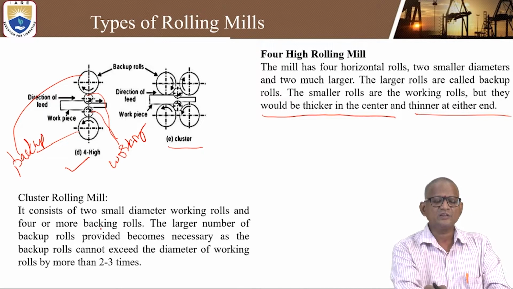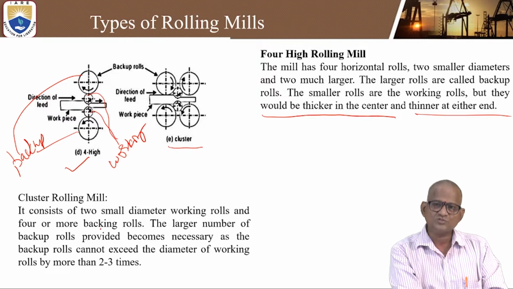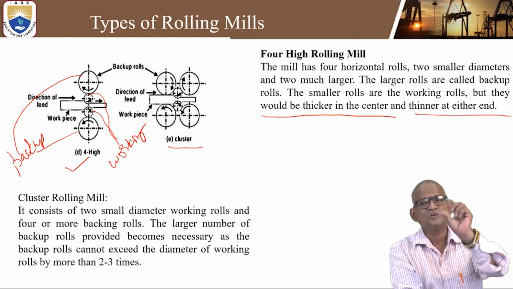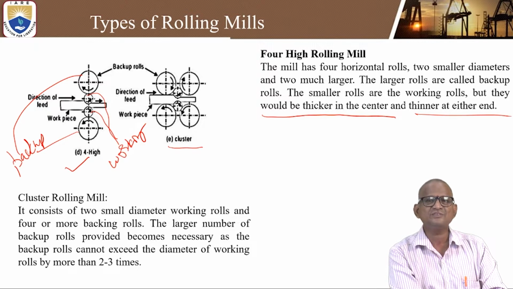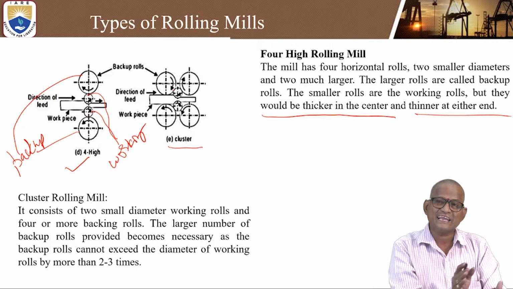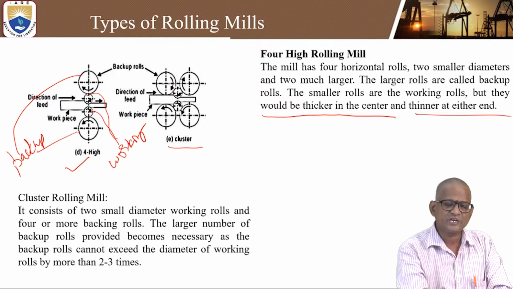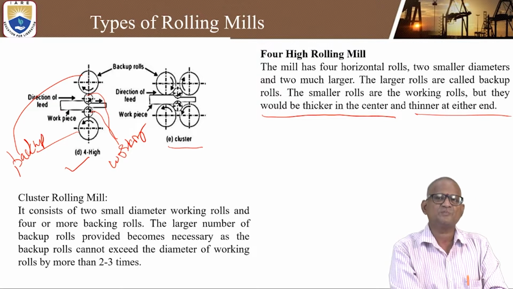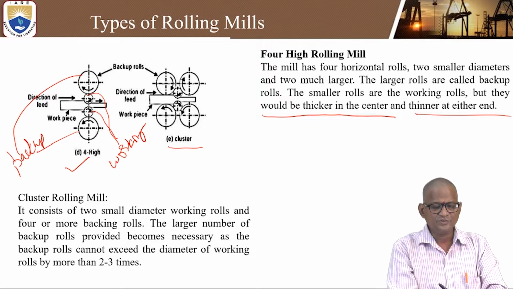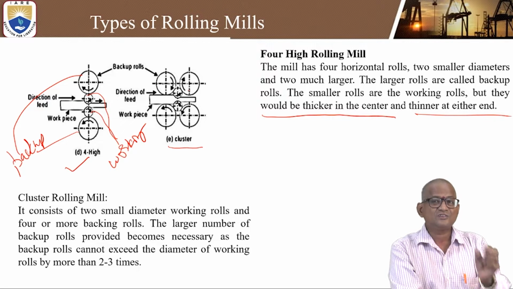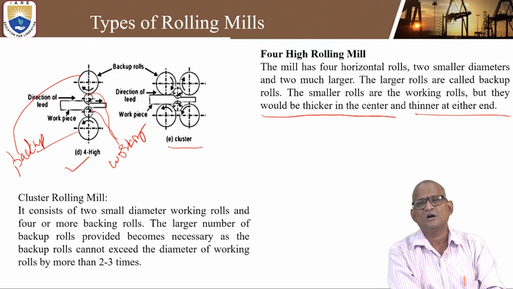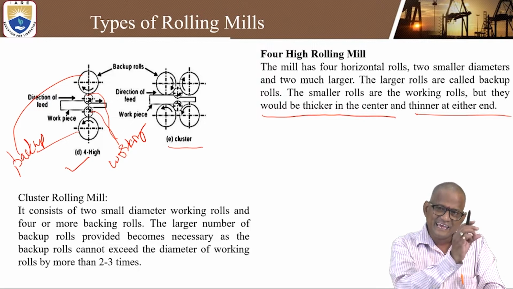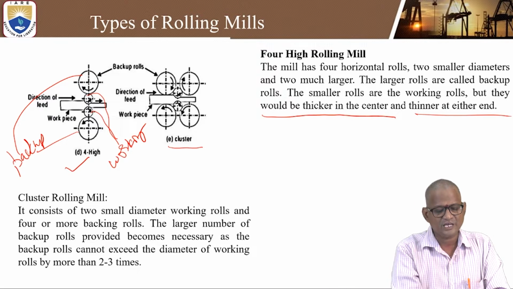In the cluster rolling mill, you can add another 2 rollers in order to maintain the uniform thickness. This working roll cannot deviate. If you keep just one, sometimes due to vibration, the thickness changes and uneven thickness can be obtained. But here, if you fix it on both sides, that roller cannot move left and right, so an exact uniform finishing can be made in this cluster roll.